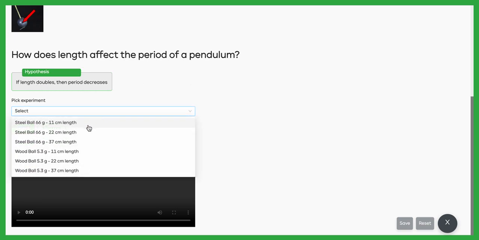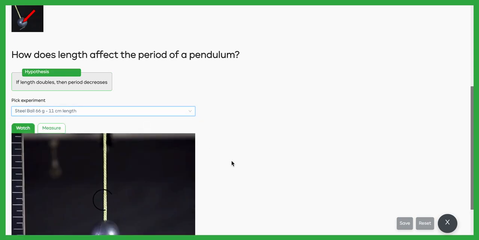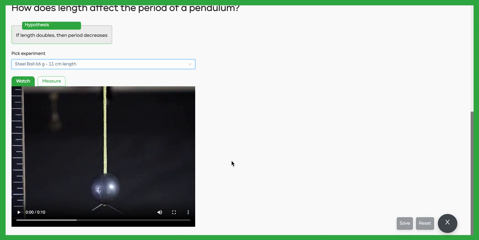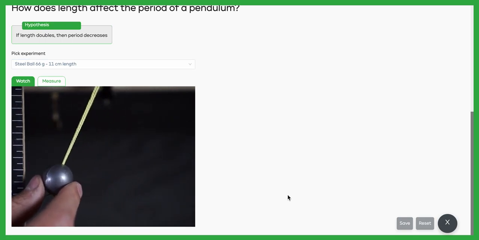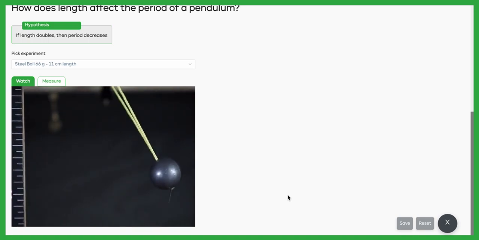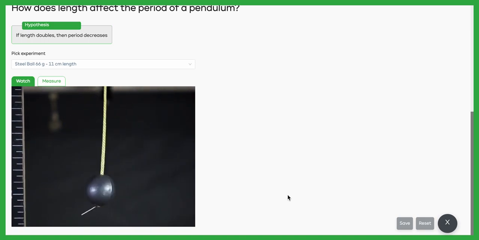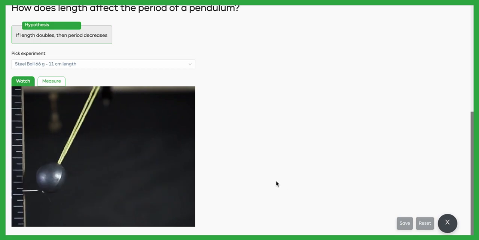Now we're going to pick an experiment. We do have three different lengths, 11, 22, and 37 centimeters, at two different masses, so you can test 6 different scenarios. Let's just try one of these. If I pick one and press play, we're going to see that pendulum pulled to the left and swinging back and forth, left, right, and so forth.